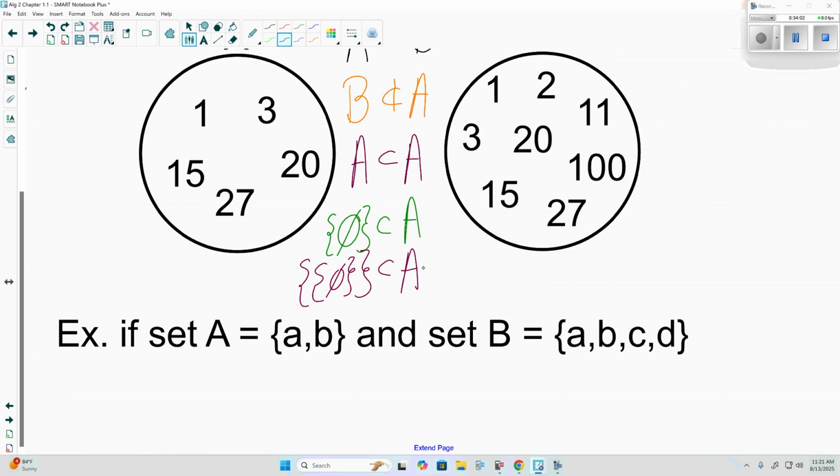Now, will we see this after this point? No. Because when we start talking about subsets, we're going to talk about listing, especially in the next part, listing all of the non-empty subsets. Because if we try to list all the empty subsets, there are infinite. We can just keep putting an empty set in that set.